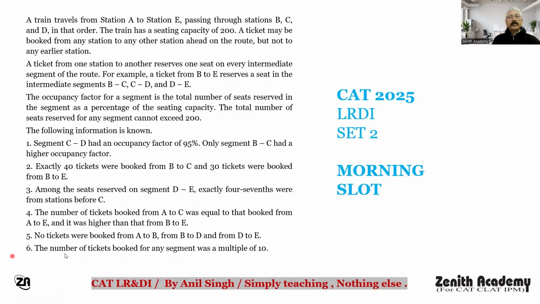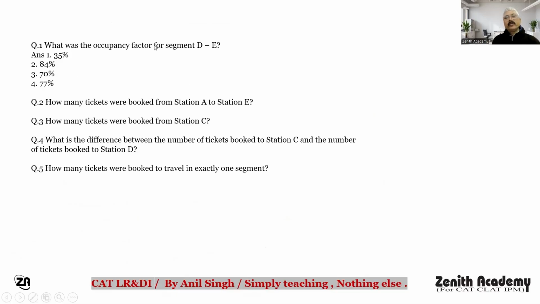And now here is a set of 5 questions. What was the occupancy factor for segment D to E? How many tickets were booked from station A to E? How many tickets were booked from station C? What was the difference between the number of tickets booked to station C and the number of tickets booked to station D? How many tickets were booked to travel in exactly one segment? So here only one is an MCQ question and the rest are NMCQ.